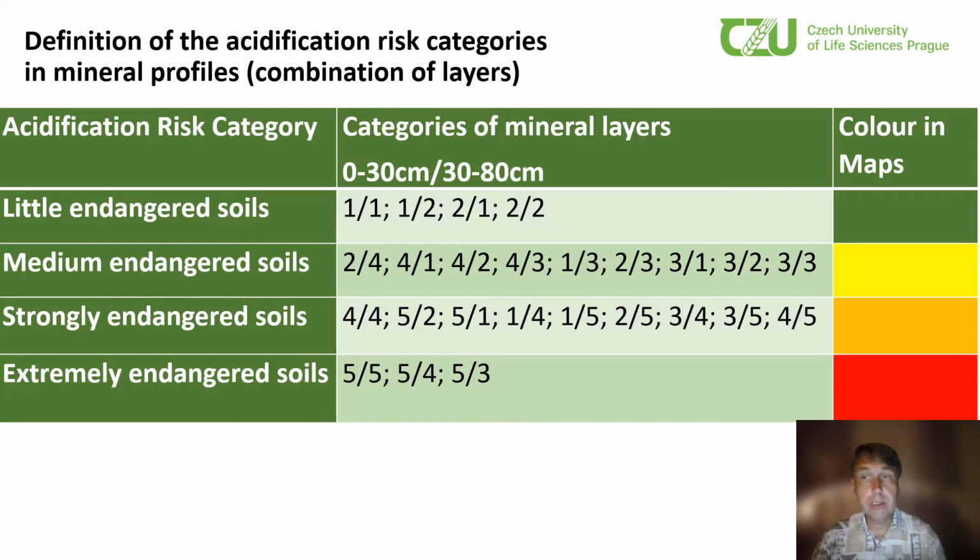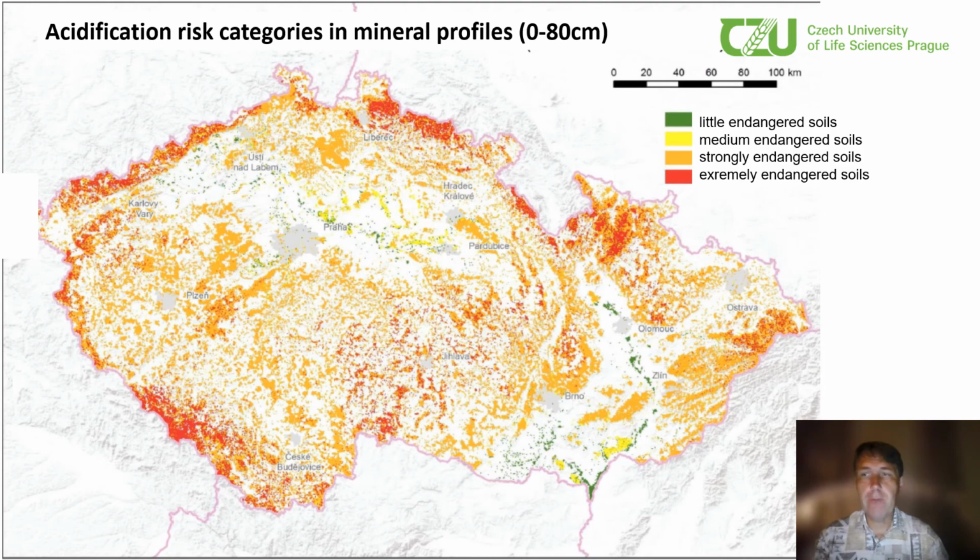As the categories were often different in the two layers, we divided the combinations of categories in the two depth layers to define the whole mineral profile acidification risk categories. And this is the final map of the acidification risk categories in the whole mineral soil profiles. We can see that the categories of strongly and extremely endangered soils are dominant in the whole country, even in the lowlands, while the little endangered soils are rather rare.